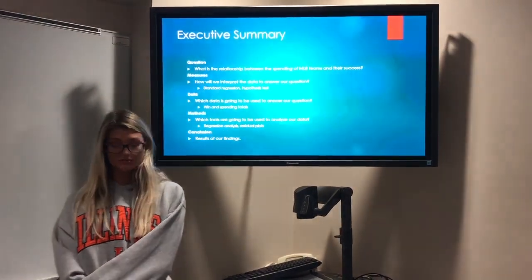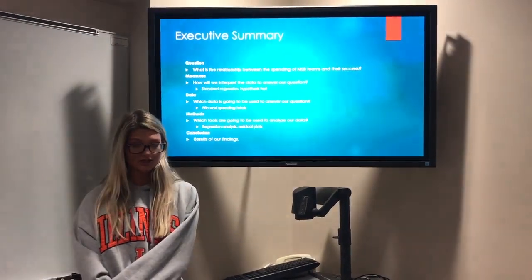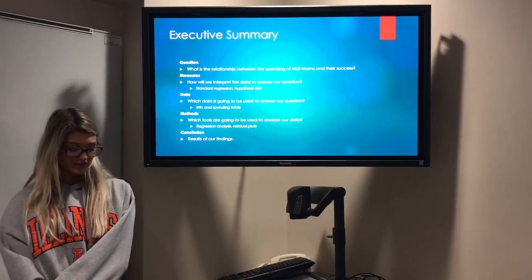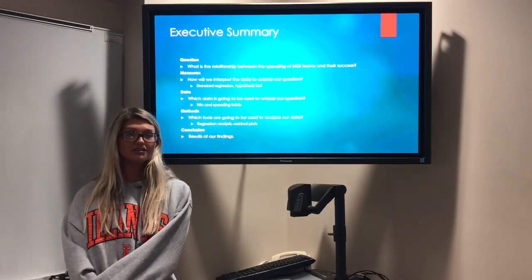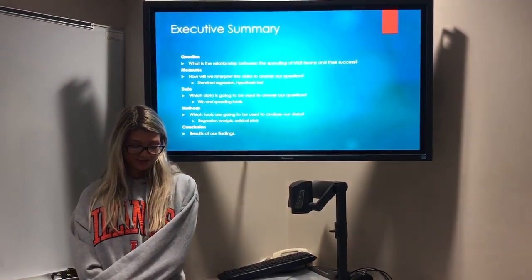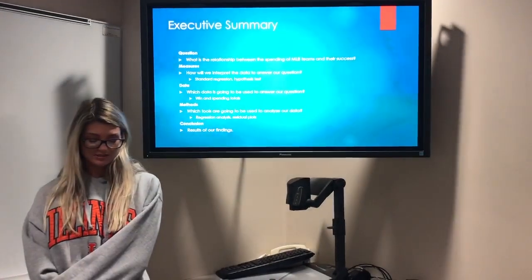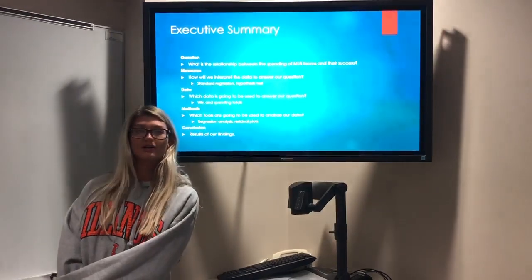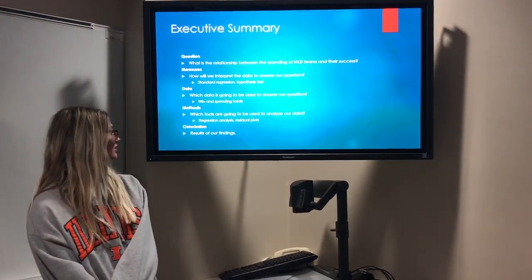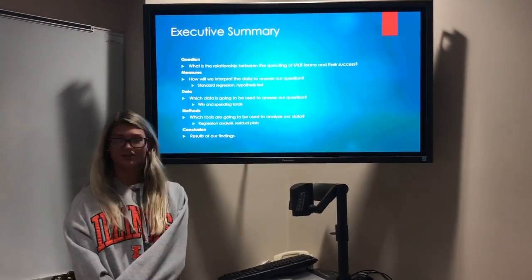For the measures, we're going to be using the standard regression and hypothesis test. For the data, we're looking at the wins and the spending. For the methods, we're going to be using regression analysis and residual plots. And then in the end, we're going to look at the relationships and our findings for the conclusion.